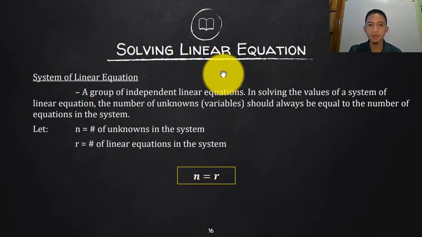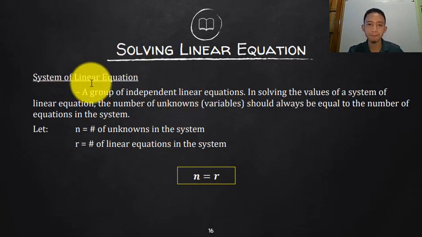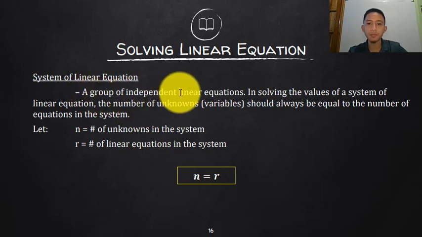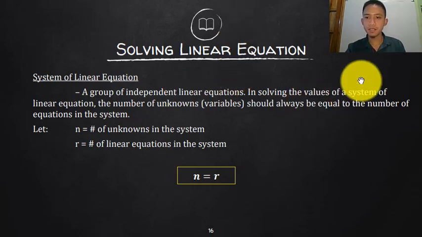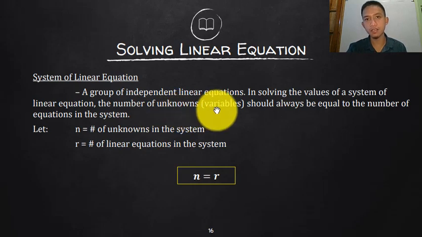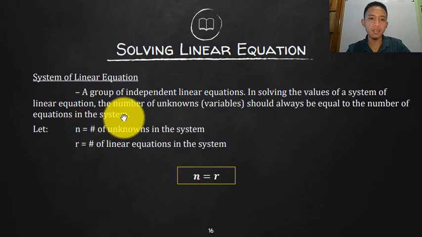Okay, so first, before we go there, let's first try to understand what a system of linear equations is. If you say system of linear equations, that is a group of independent linear equations. So there are linear equations which are grouped together, and we call that the system of linear equations. In solving the values of a system of linear equations, the number of unknowns, or the number of variables, should always be equal to the number of equations in the system. So you should not forget about this.